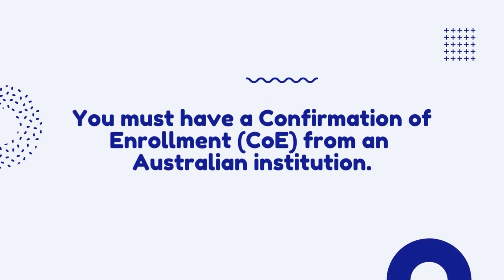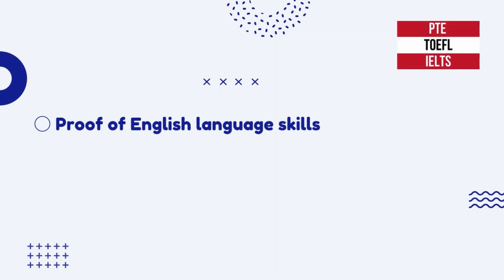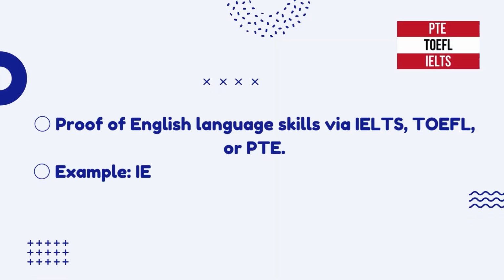Eligibility requirements. Before you apply, here's what you need to be eligible for the Subclass 500 visa in 2025. Enrollment confirmation: you must have a confirmation of enrollment from an Australian institution. English proficiency: proof of English language skills via IELTS, TOEFL or PTE. Example, IELTS minimum score of 6.0.